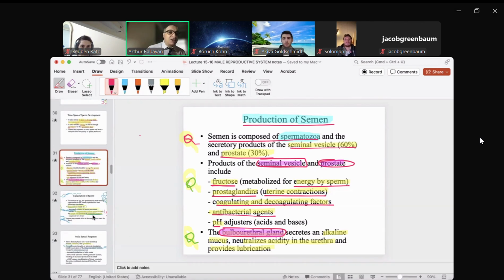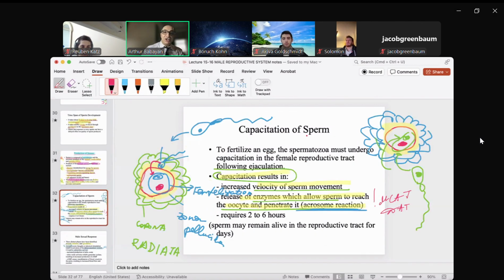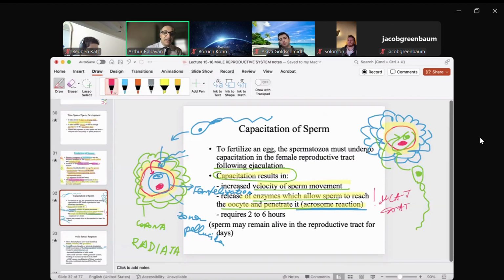Capacitation of the sperm. Here, what is this? The red one is the mature egg membrane. In the middle, the red color is the nucleus of the mature egg. The yellow line is the zona pellucida. Around the zona pellucida, the green one is the corona radiata.